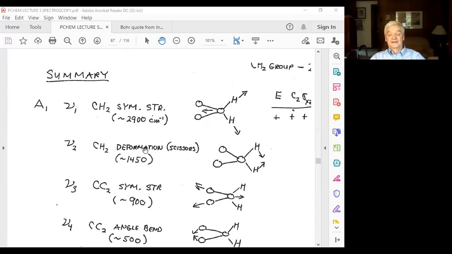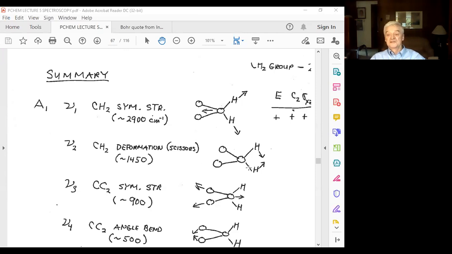All right, so I've labeled these from high frequency to low frequency, and I've labeled them according to symmetry. So the first vibrations are the most symmetric. This is called the symmetric stretch. The 2 bonds are stretching out at the same time, very similar to the OH symmetric stretch that we had in water.